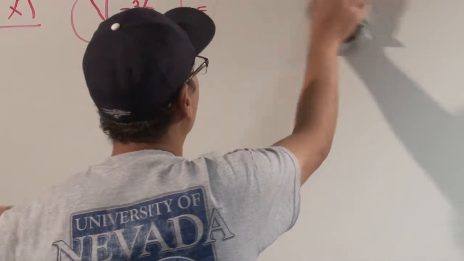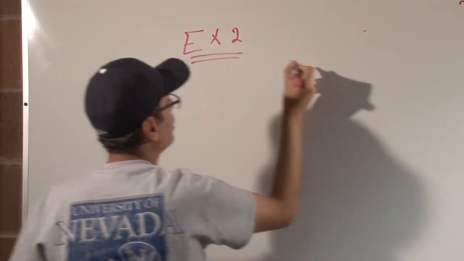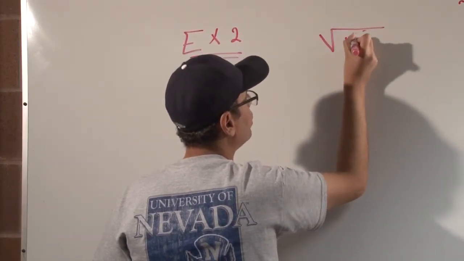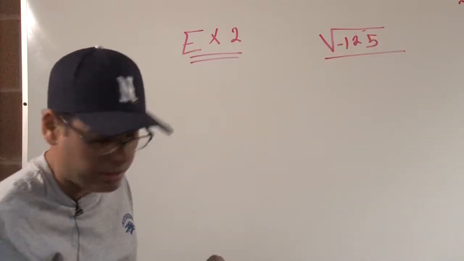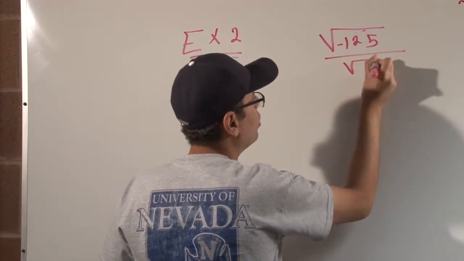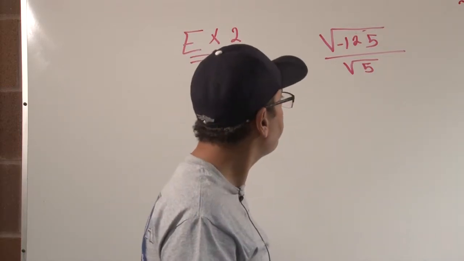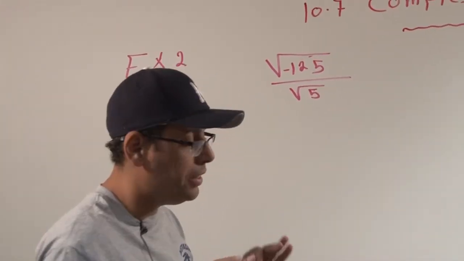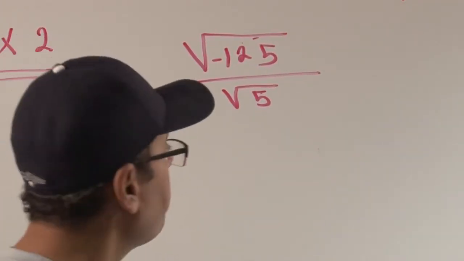Okay, let's get another example. Example number 2: negative square root of 125 divided by square root of 5. How about this one? I need to use the properties of the square roots as we talked about before.